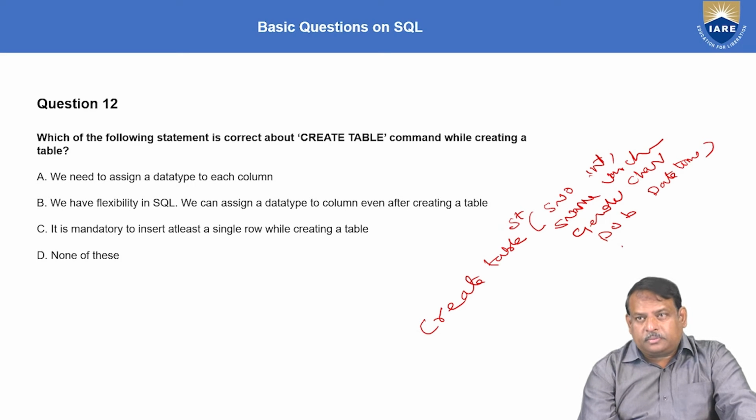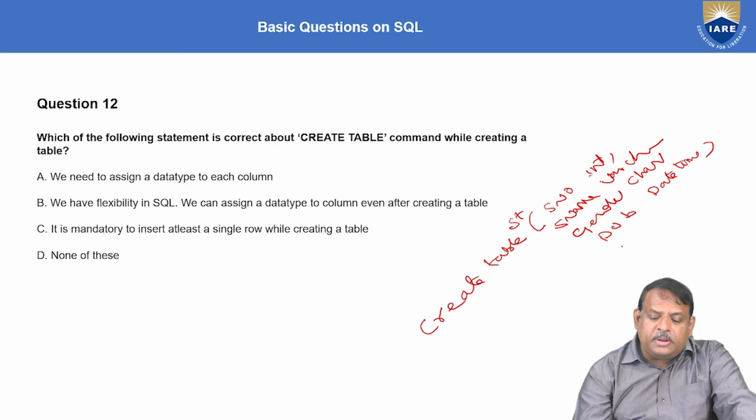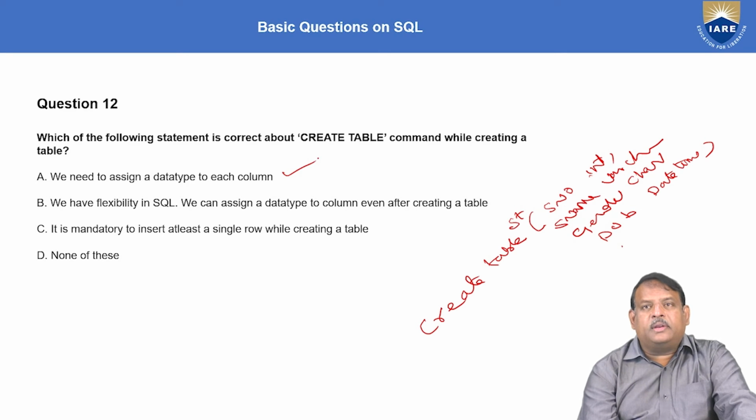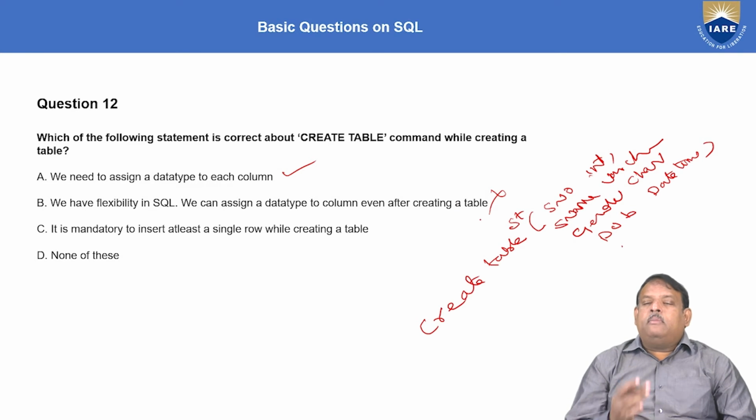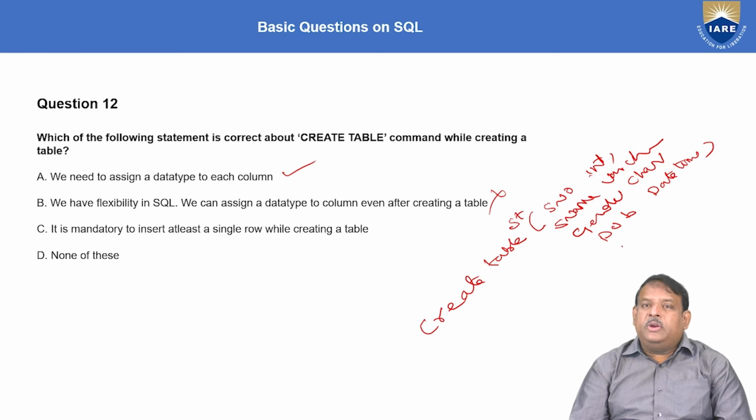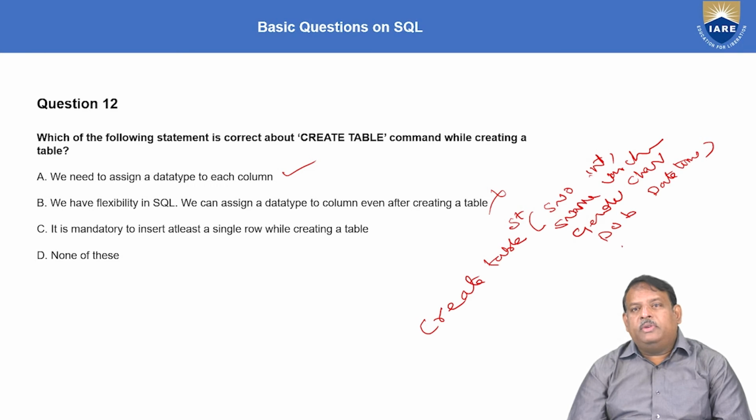Now we'll see what are the options given to us. We need to assign a data type to each column, because here for every column we are mentioning a data type. So this is one of the likely answers. Okay, we have a flexibility in SQL; we can assign a data type to a column even after creating the table. This is wrong, because only at the time of creating a table we need to mention the column and its data type. So we don't have a flexibility in SQL to assign a data type to a column after the table is created.